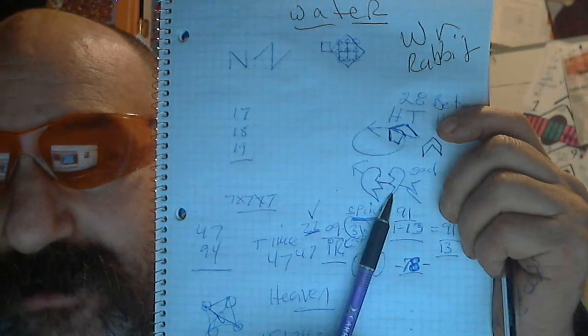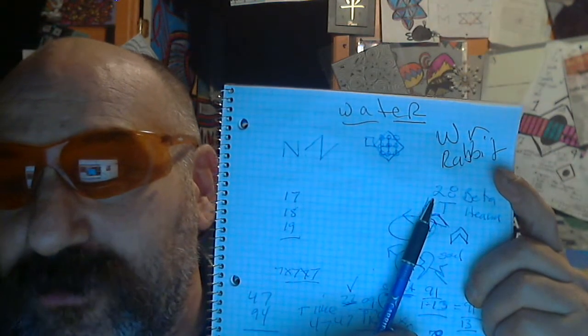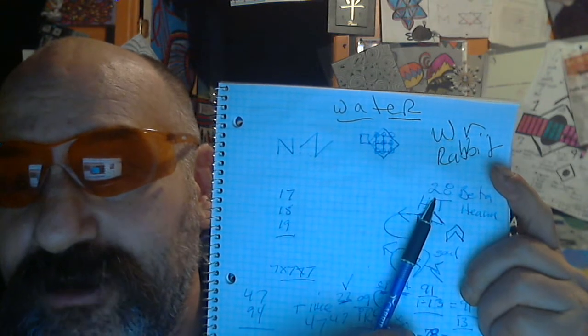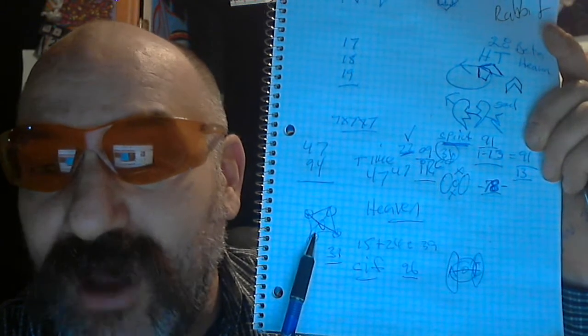Broken heart, get the arrow to connect it together. Beta heaven, 28. 2 beta heavens is 56. The wolf blows the fox over, and she communicates by coming back the backside. 4 and 5 come together is 9. The equality of this actual 4 and 5 is 9.